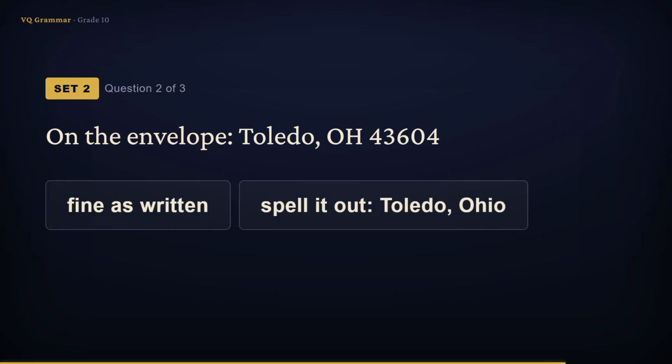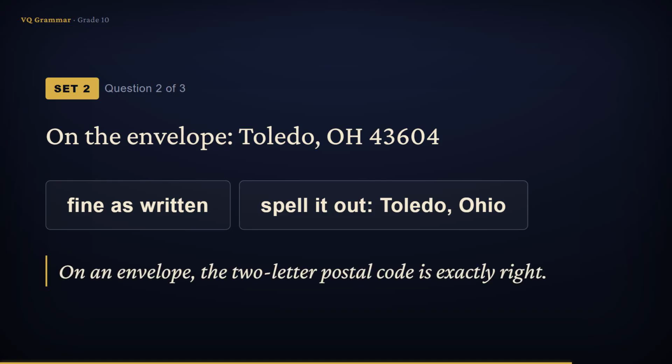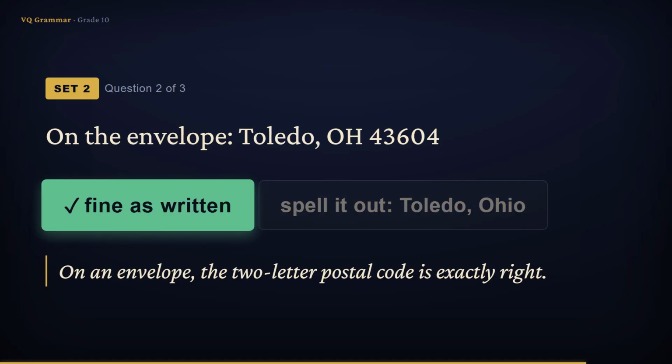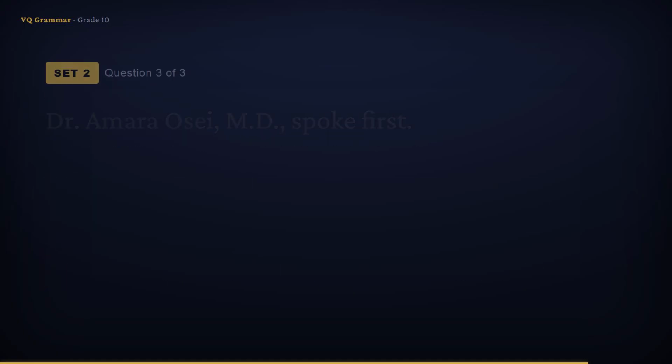Here's a line from an envelope, Toledo, OH 43604. Fine as written, or should Ohio be spelled out in full? Look at where it lives. This is the address on a piece of mail, and that is precisely where the 2-letter postal code belongs. This one is fine as written.